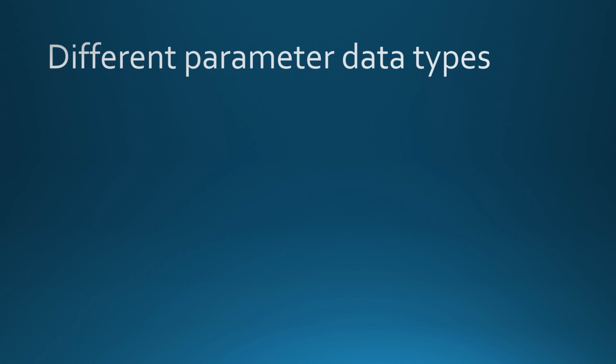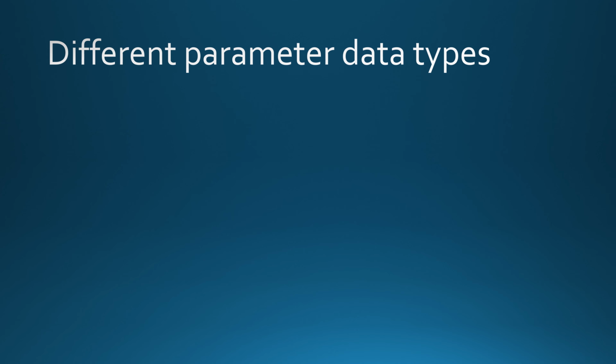Next, let's cover the different data types that we have available for the parameters in Data Factory. First, we have the string type.